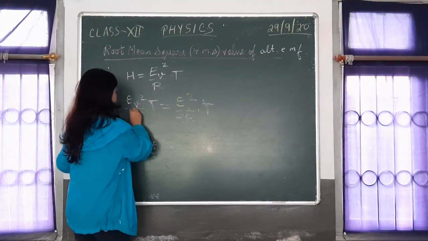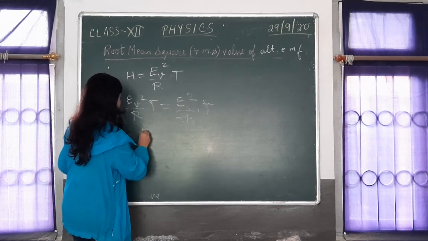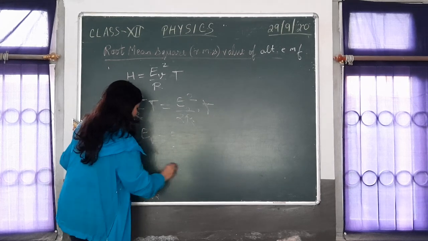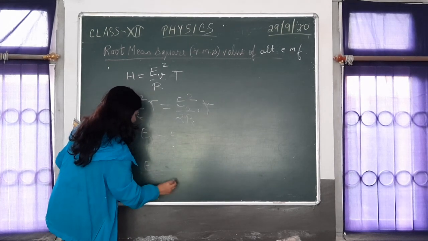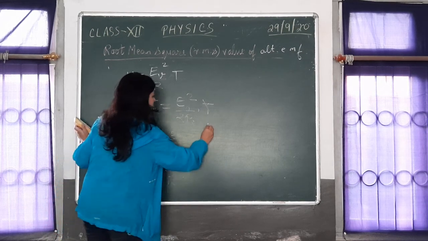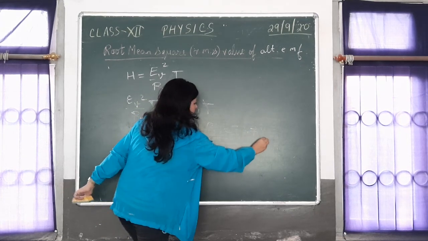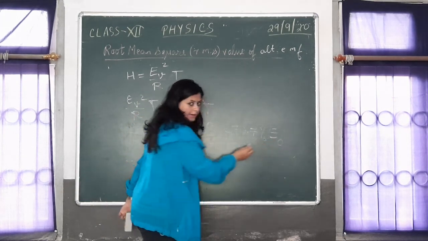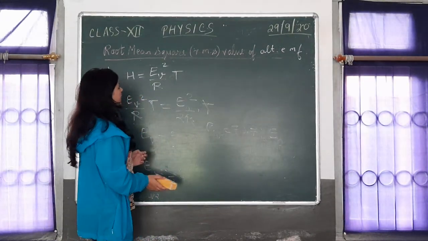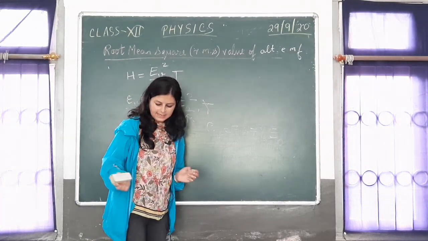We can cancel, R can be cancelled. So finally we will be arriving at the same similar expression. EV will be equal to E naught by root 2. That means EV is equal to 1 by root 2 times E naught. That is EV is 70.7% of the peak value of alternating EMF. So that is how you find out the expression for root mean square value of alternating current and alternating EMF.